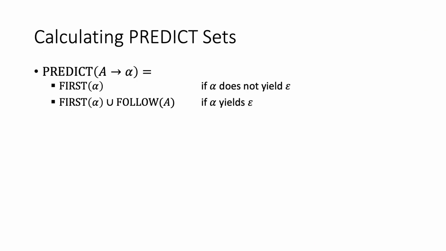After calculating first and follow sets, we can now calculate the predict set using the following simple formula. The predict set of the production A to alpha is equal to the first of alpha if alpha does not yield the empty string. Otherwise, the predict set of the production A to alpha equals the union of the first of alpha and the follow of the non-terminal A.